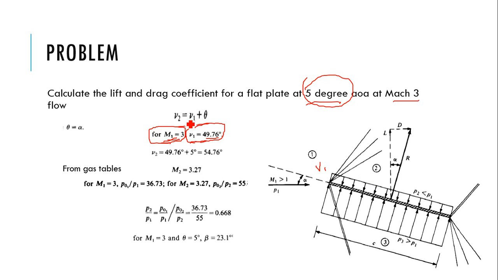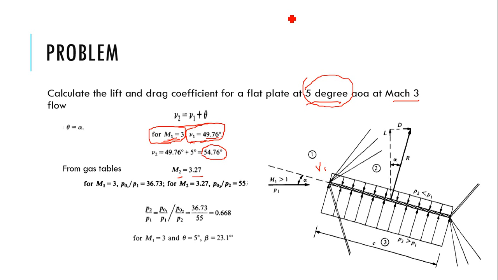After finding the value of V1, we can substitute it in this formula, that is V2 equal to V1 plus theta. V1 is 49.76, so by substituting it we will get V2 equal to 54.76. So from this gas table, for this expansion wave angle, we can get the Mach number as M2 equal to 3.27.